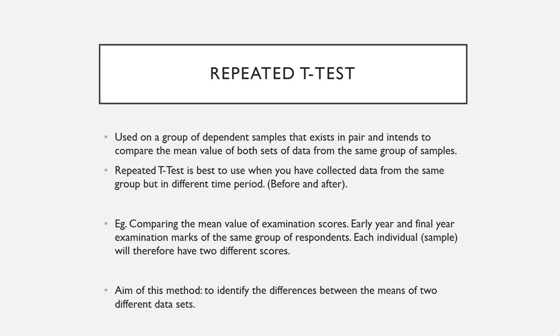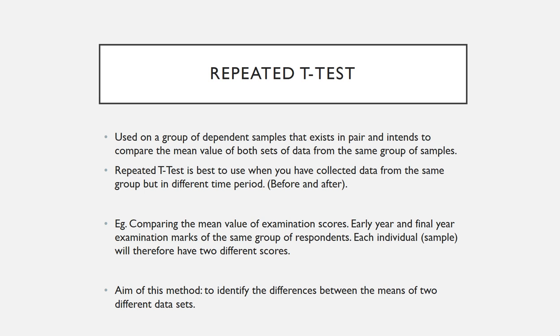A repeated t-test is used on a group of dependent samples that exist in pairs and intends to compare the mean values of both sets from the same group of samples, right? Comparing the mean value of your examination scores, right? I have 3 different from the same group, which means same samples, right?